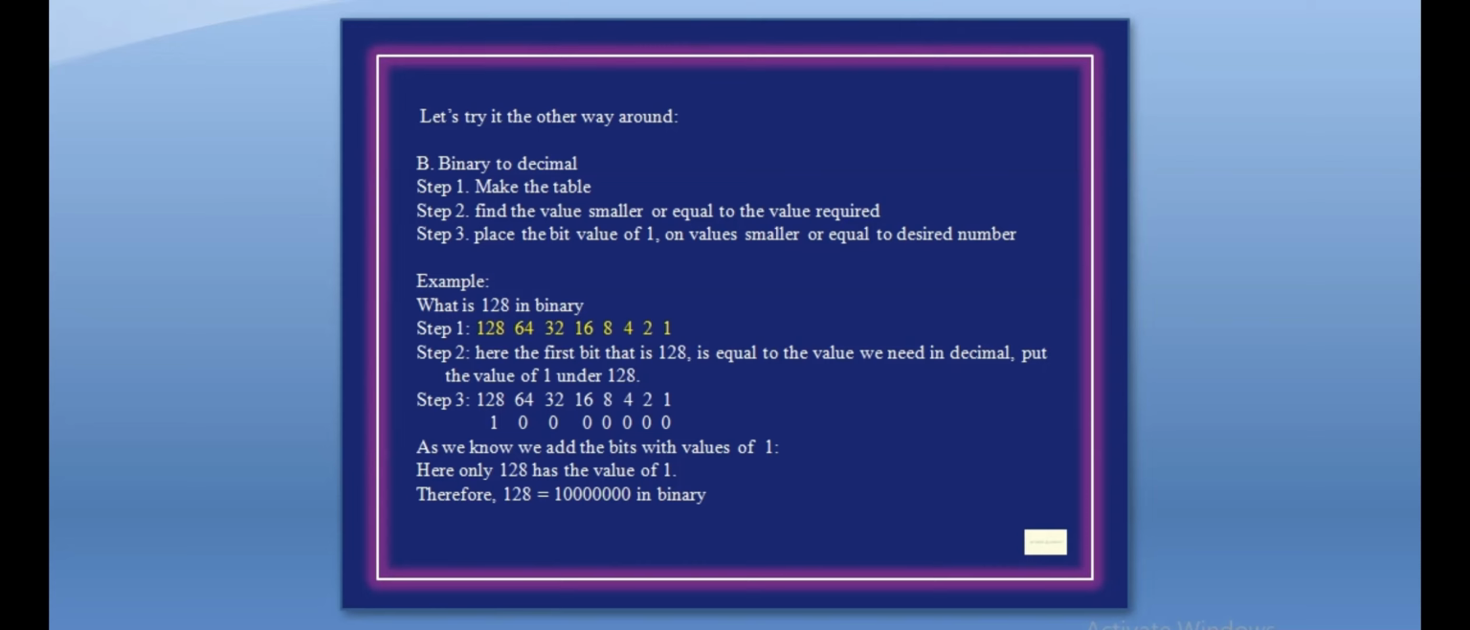Step 1, we make the table. Step 2, we look for smaller or equal to values in the table. We can see that we have 128 in the table, which is equal to the number that we are looking for. Now what we are going to do is place the bit value of 1 on 128 and the rest are going to be 0. That's how we got the binary equivalent of 128. That is 10000000. And when I try to convert 10000000 to decimal, you will get 128.